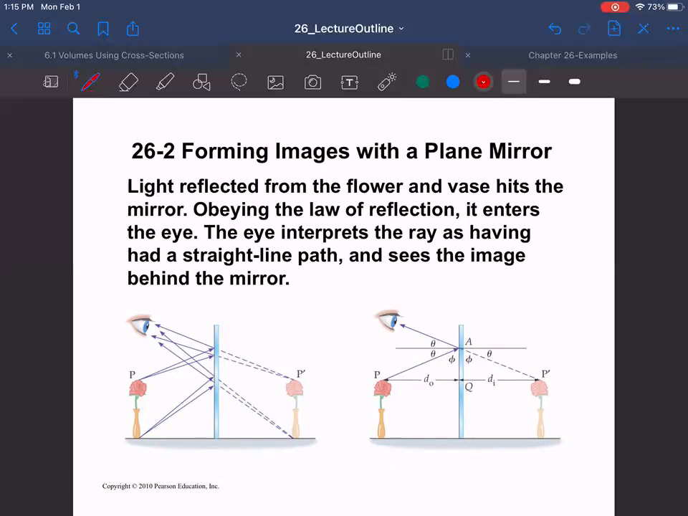Here, we're going to form images. Images are where objects appear to be from a mirror or also from a lens. So light reflected from the flower and the vase hits the mirror. It obeys the law of reflection, where it bounces off at the same angle it hit at. And the eye, when it looks at the reflection coming off the mirror, interprets it as coming in a straight line from the angle it basically came to the eye.